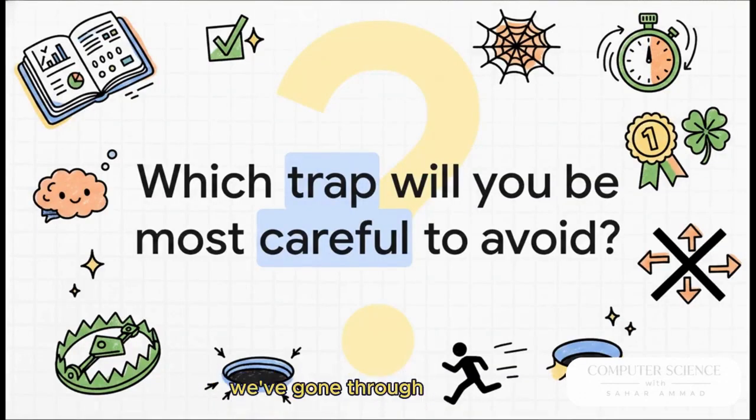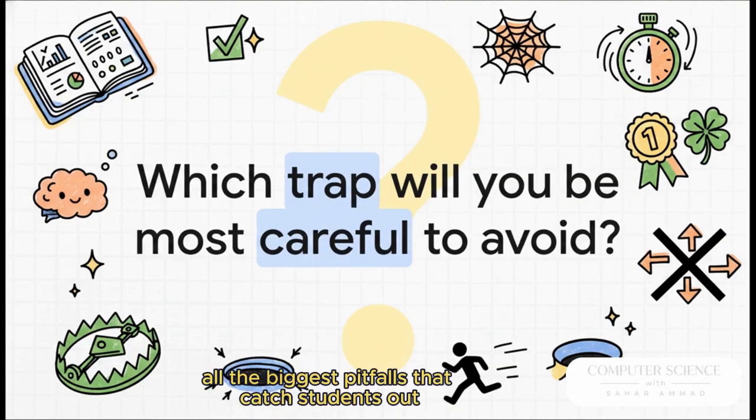So there you have it. We've gone through all the biggest pitfalls that catch students out every single year. You now know what examiners are looking for, and just as important, you know what they penalize. So just take a second and think, now that you can think like an examiner, which one of these traps are you going to be most careful to avoid?